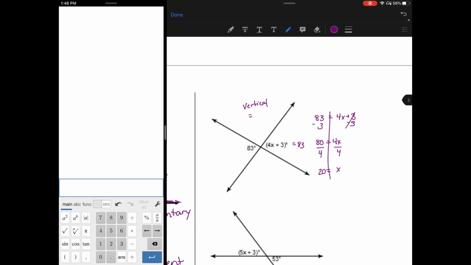But we'll go ahead and check our work in Desmos. So we'll have 4 times 20 plus 3 is equal to 83. We are correct, and we can move on to the next problem.